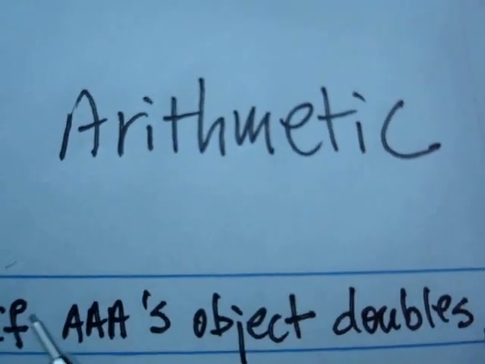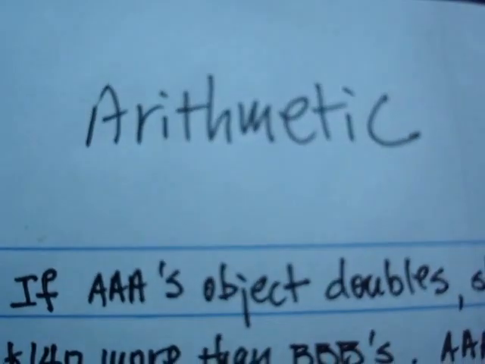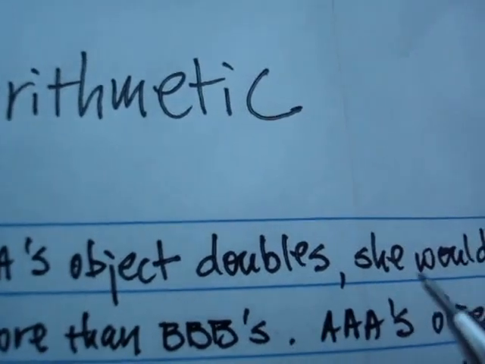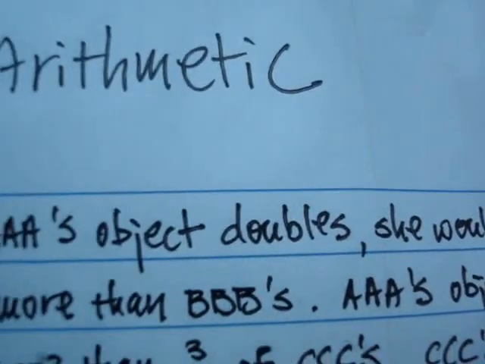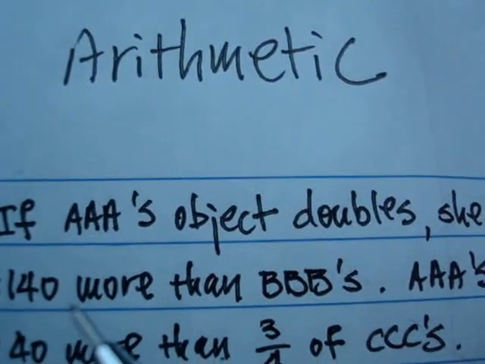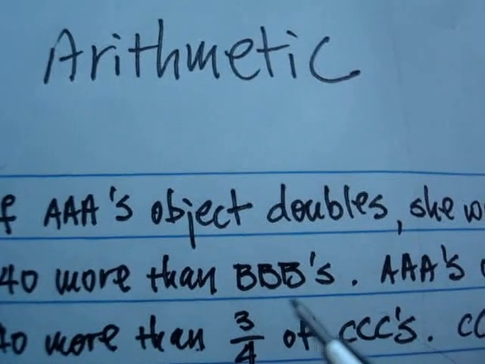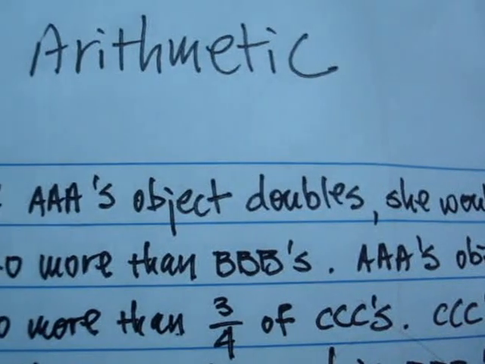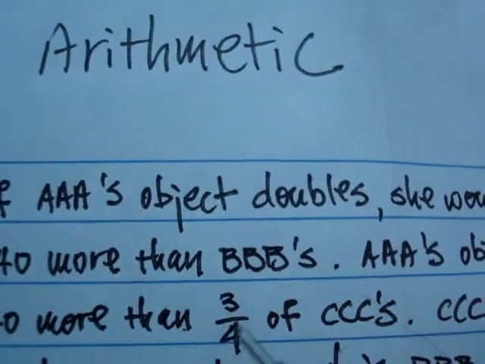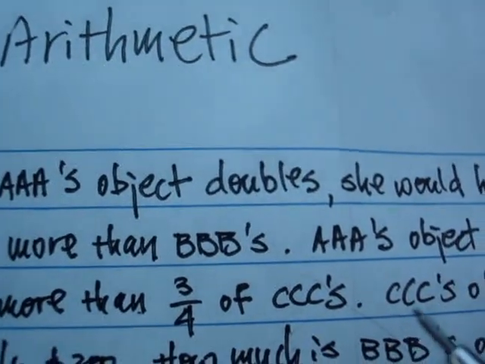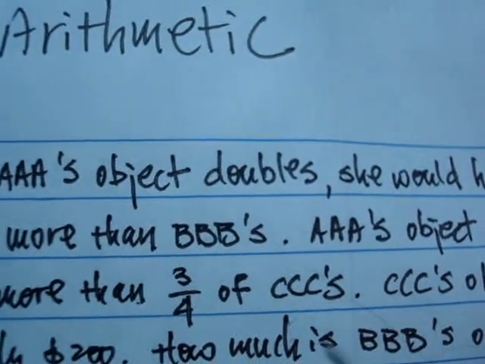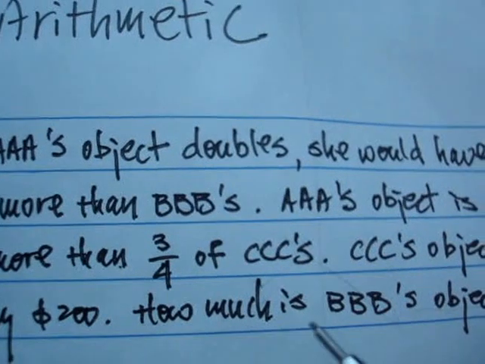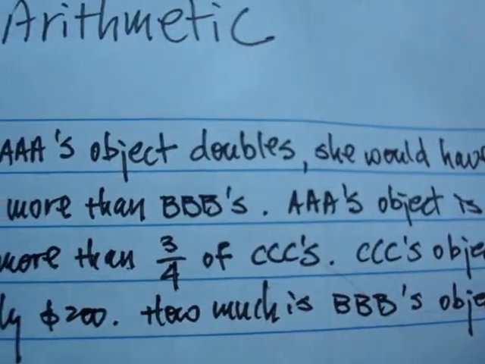Let's say that we are given this problem: if AAA's object doubles, she would have $140 more than BBB's. AAA's object is $40 more than 3/4 of CCC's. CCC's object is only $200. How much is BBB's object?